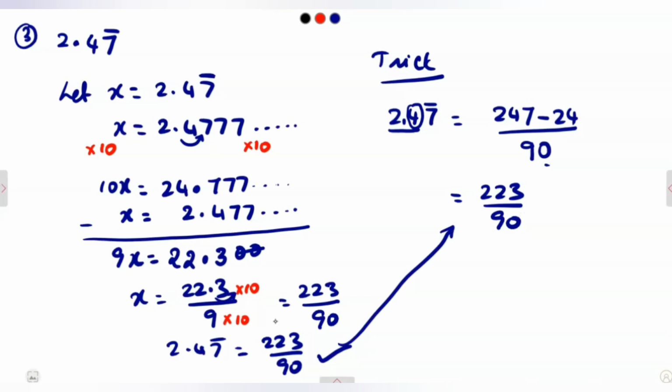Okay, so we'll go to one more example. Let us take the fourth example: 5.614 bar. Here also the bar is only for one digit, but before the bar you have two more digits after the decimal, and they don't have any bar. So 6 and 1 have no bar, but 4 is only having a bar.